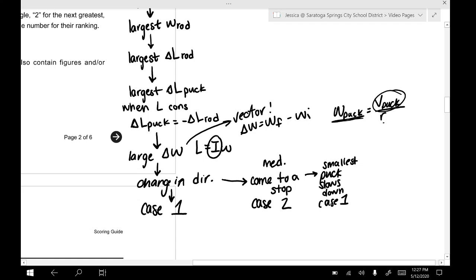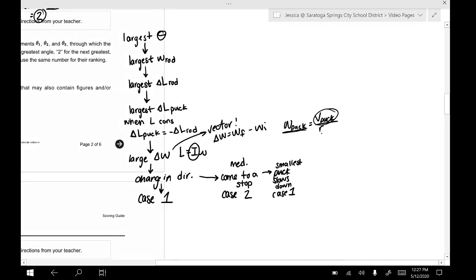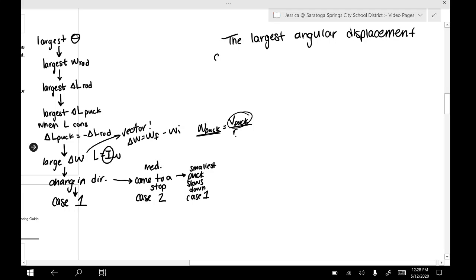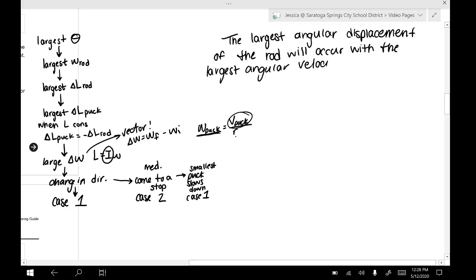Okay. So now I need to put this flow chart into paragraph form, and I'm essentially going to organize my paragraph exactly like this flow chart. So I'm going to start by saying that the largest angular displacement of the rod will occur with the largest angular velocity of the rod.